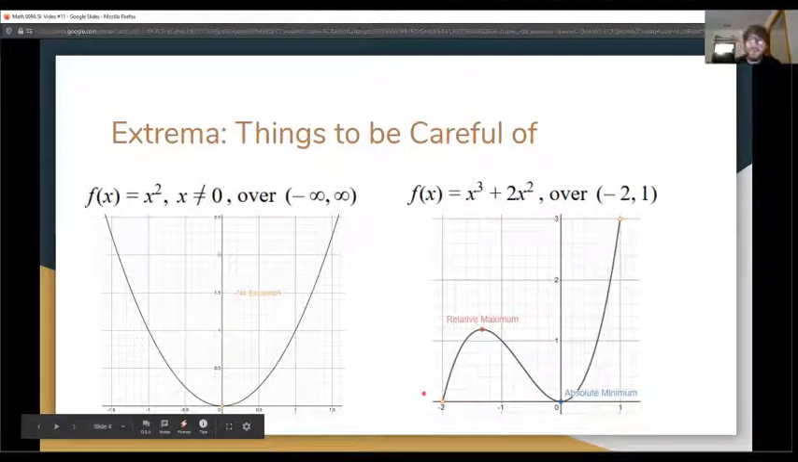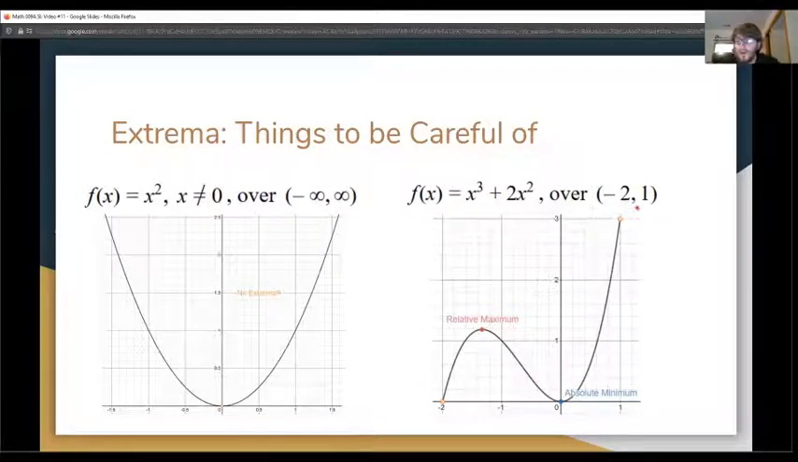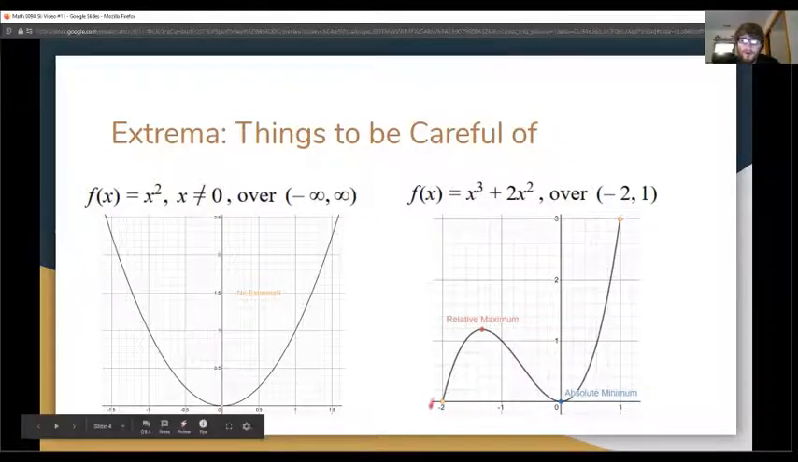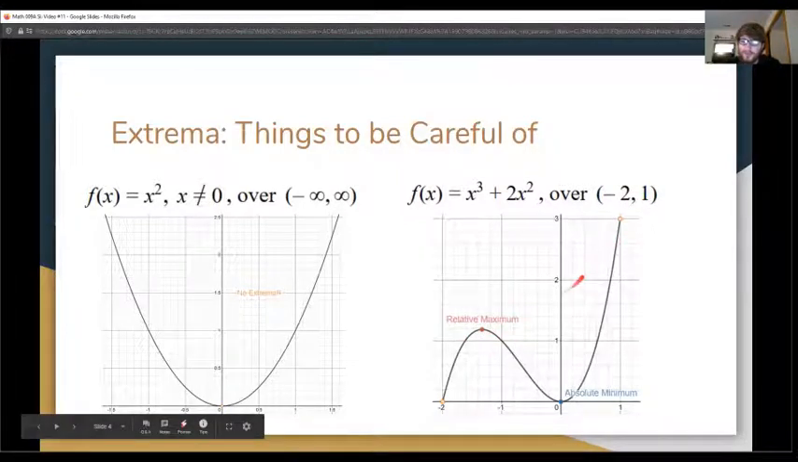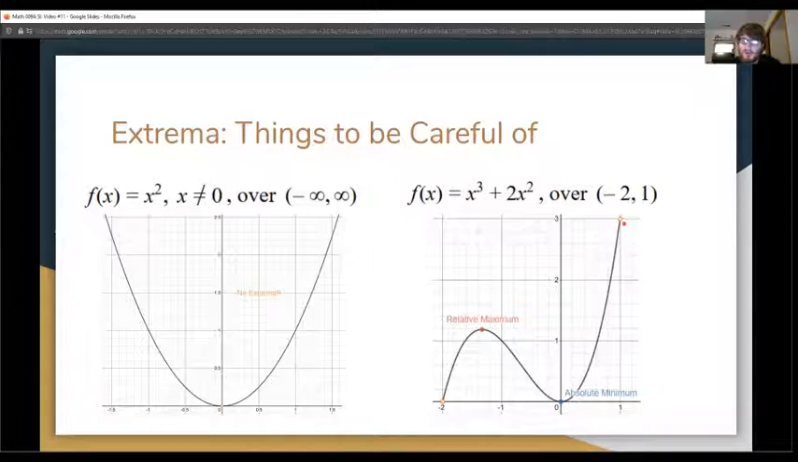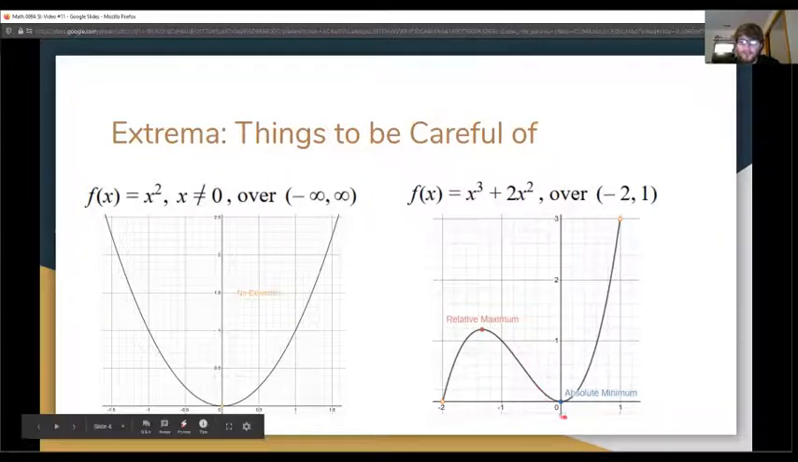In the other example, f of x is equal to x cubed plus 2x squared, this time over the open interval -2, 1. Like before, because we have an open interval, we can't treat these endpoints as extrema because we could get infinitely close to them, and always pick a smaller number here or a larger number here. Over here, we still have the relative maximum. It's not an absolute max, because we still have numbers that are higher than it over here. We just don't have a definite absolute max. And this one remains being the absolute minimum at x equals 0.